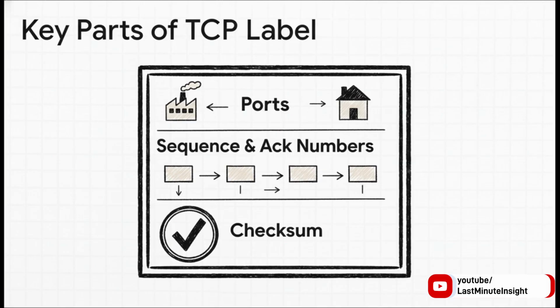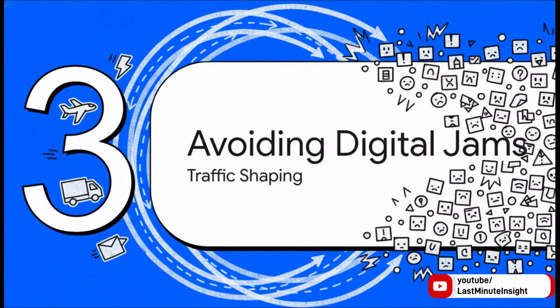And finally, there's a checksum. Think of it like a special stamp that proves the package wasn't opened or damaged on its journey. So we have our delivery methods. We're good to go. But what happens when the digital highways get totally clogged?